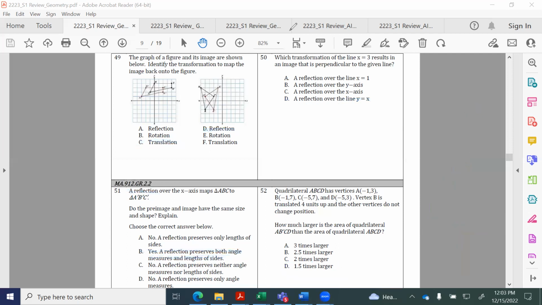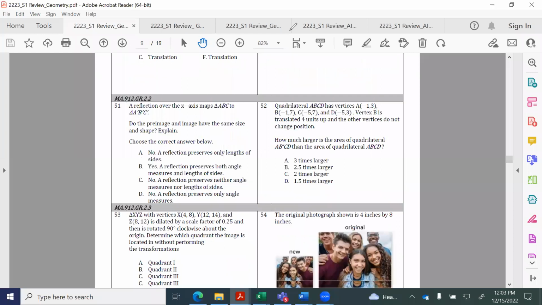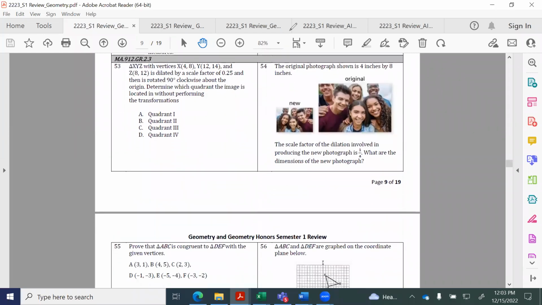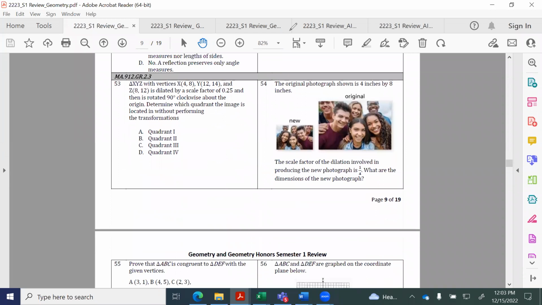All right, so the next set. With vertices, they gave us 3 vertices, and it's dilated by a scale factor of point.